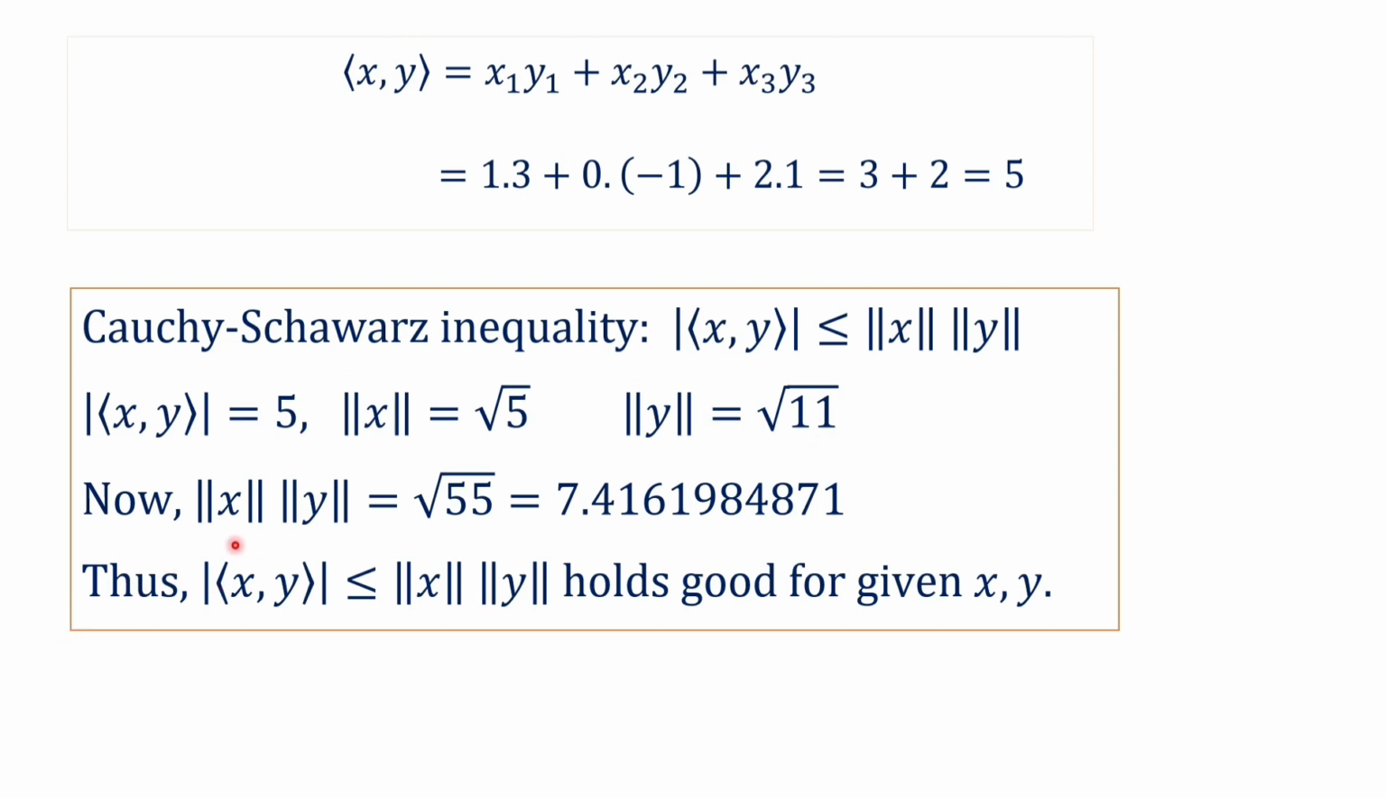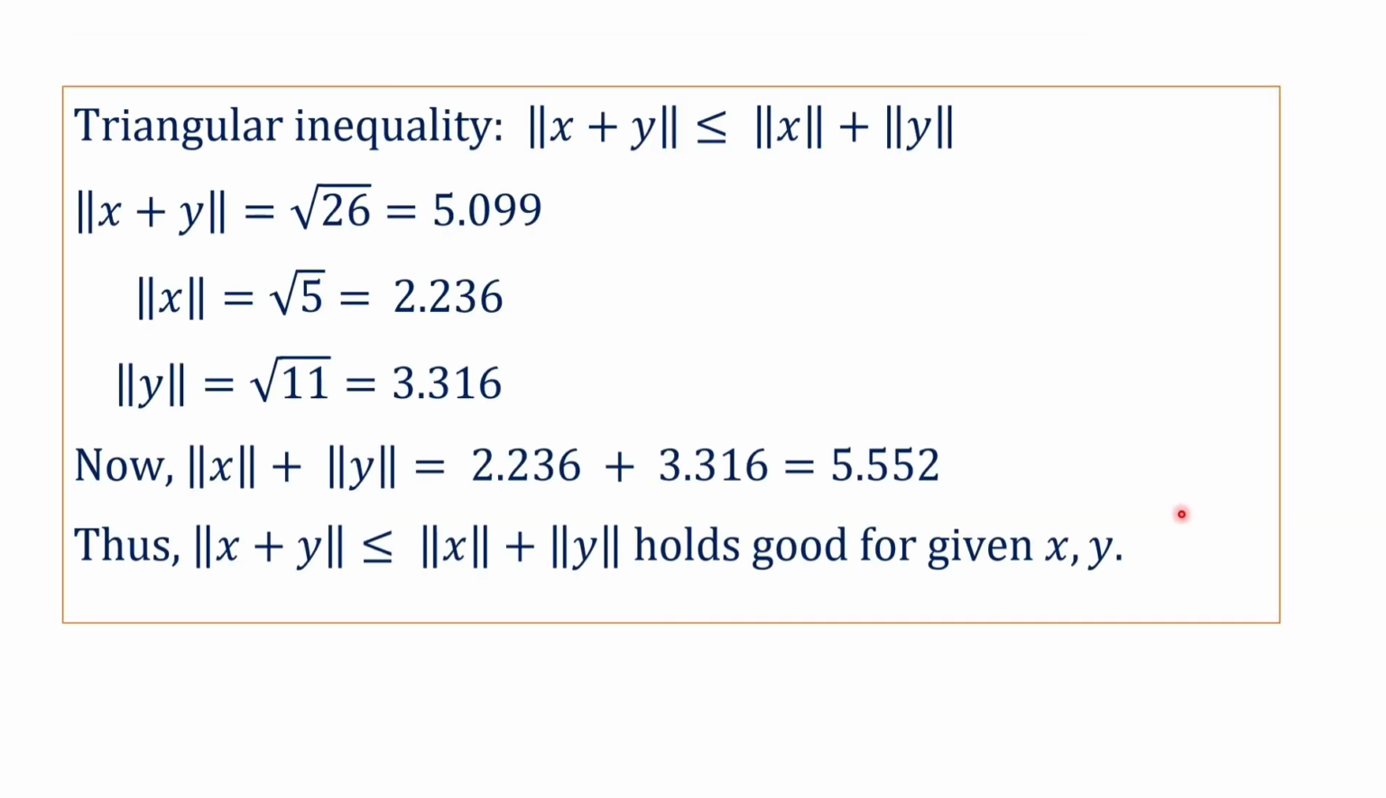The norm of x is square root 5 and the norm of y is square root 11. If we calculate the norm of x multiplied by the norm of y, which is square root 55, in calculating we get 7.4161984871. So it is more than 7, and the absolute value of the inner product is equal to 5. Therefore obviously this holds, but it is not equal, it is less than.